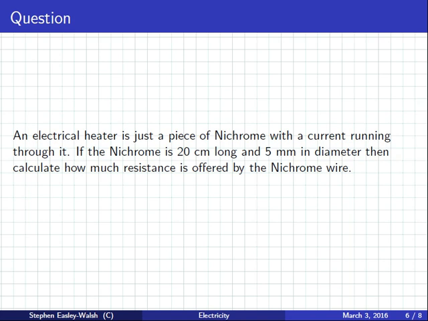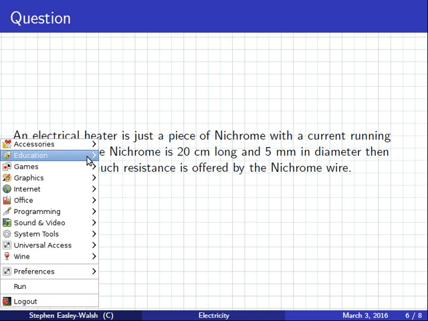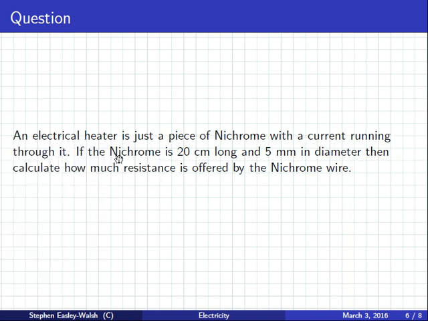So if you have some nichrome, and we'll say it's 20 centimeters long and 5 millimeters in diameter, then what is the resistance? Okay, so if we can take out our calculators and use the formula. So if you look at your table, we'll need the resistivity of nichrome.